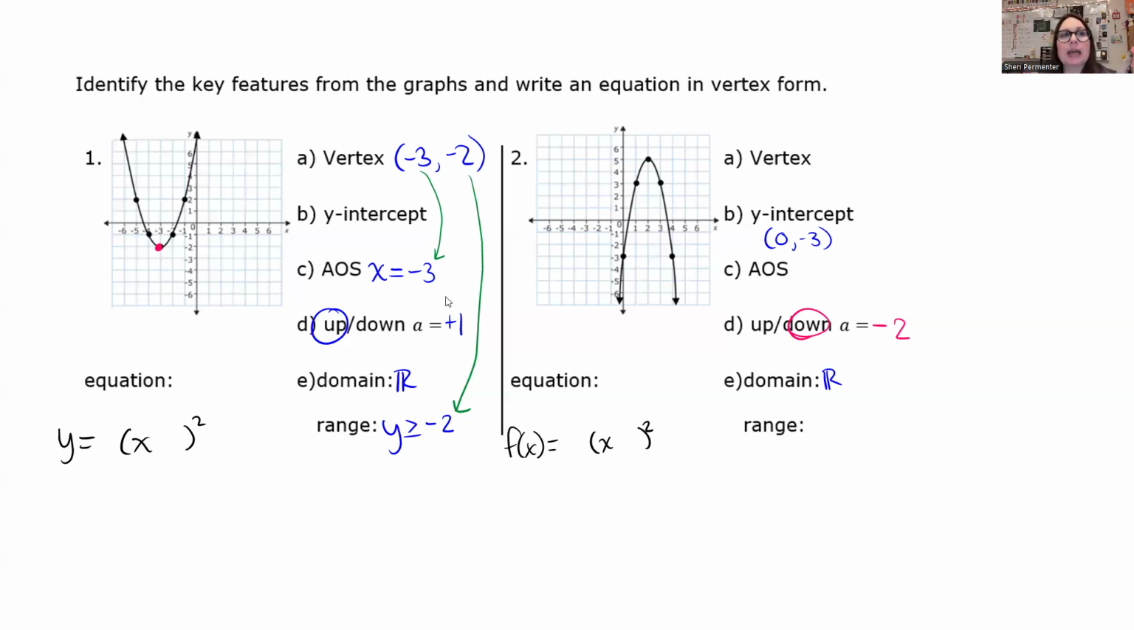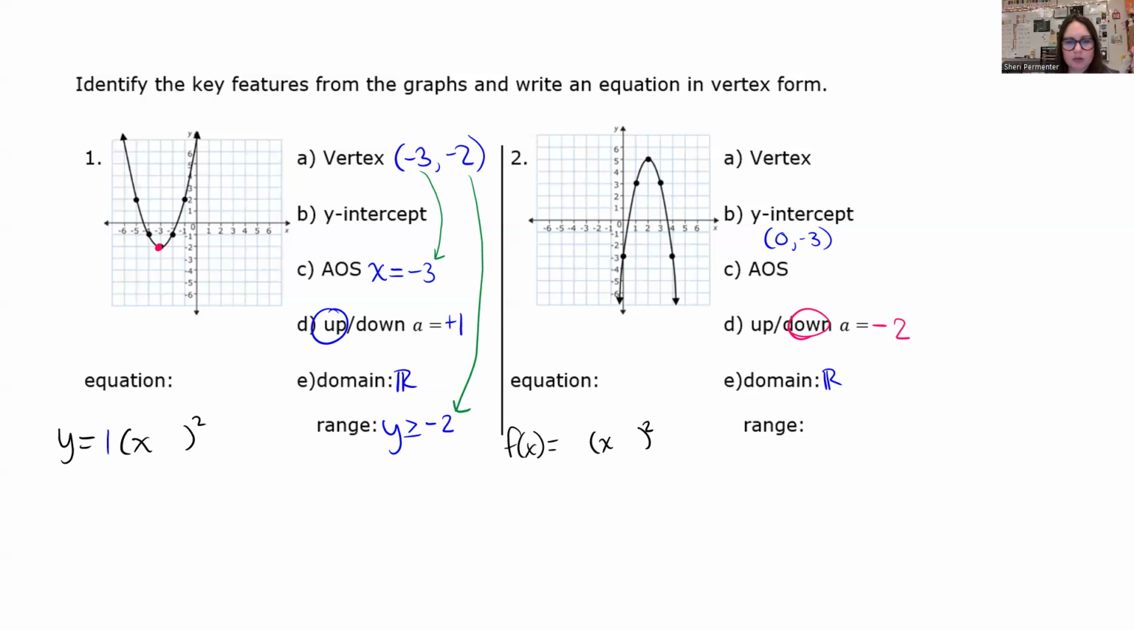I have everything over here to write my equation, and they go in order. So I need to know my A. This is A, H, and K. So A is a 1. So a 1 goes right out in front, and it's positive, so I'm not going to put a negative.